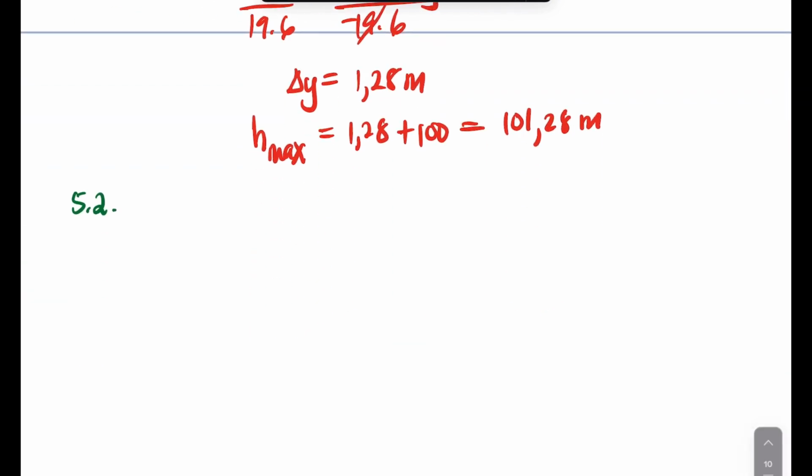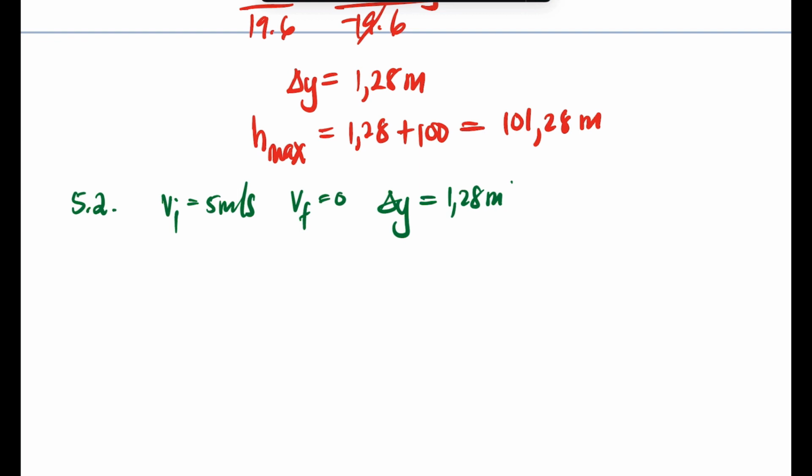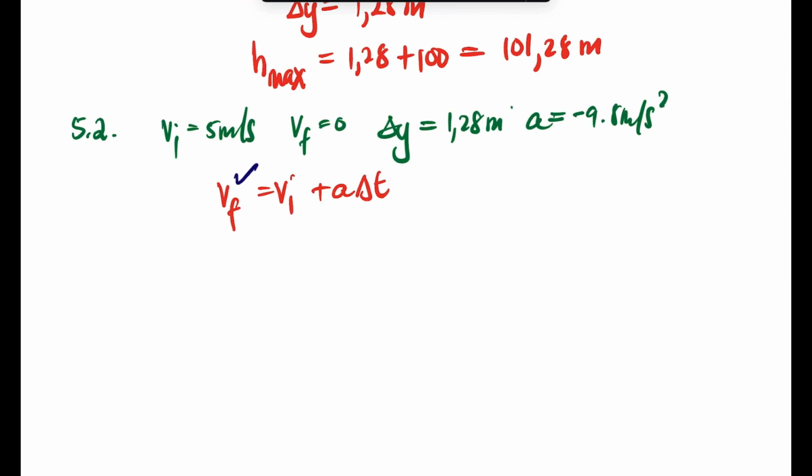So here we have the initial, it's 5 meter per second. We have the final velocity 0. We have the displacement now, it's 1.28 meter. We have the acceleration, it's negative 9.8. It's good, guys, to remind yourself what you have. And then which formula are we going to use? Let's use this one. How about we use this one, Vf is equal to V initial plus at, because we have the final velocity, we have the initial, we have the acceleration, we're looking for time.